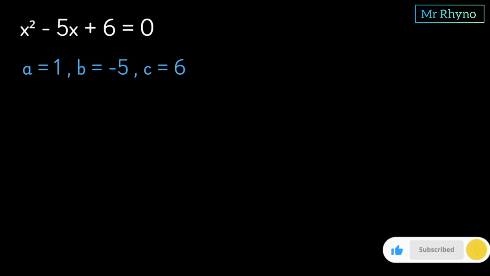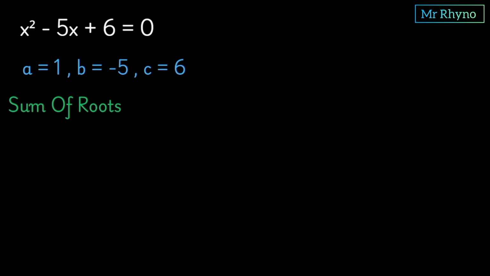Our a is 1, our b is negative 5, and our c is 6. The sum of the roots, it is given by negative b over a. Our b is negative 5 and our a is 1. So we shall have negative of negative 5 divided by 1. Negative multiplied by negative, that gives us positive. 5 divided by 1, that is positive 5.